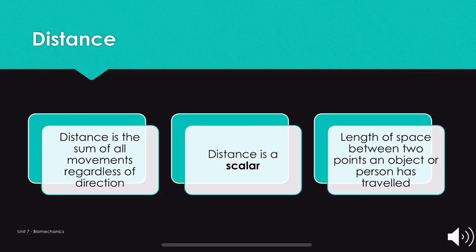Distance. Distance is the sum of all movements regardless of direction and is the length of space between 2 points an object or a person travels. It is also a scalar quantity, and an example would be the distance travelled in a marathon, which is 26.2 miles, or a rugby player might use a specialist type of equipment to calculate how far they have travelled in a game, tracking their path in the process.